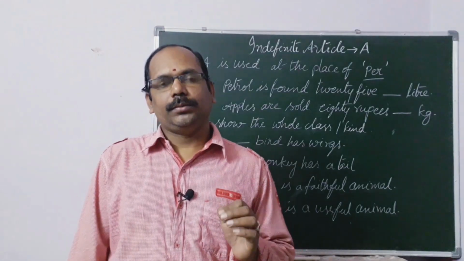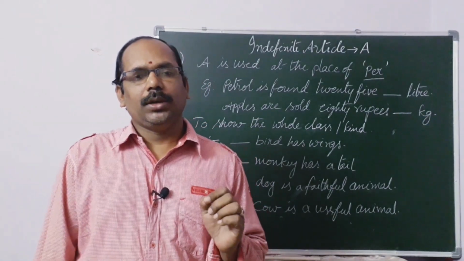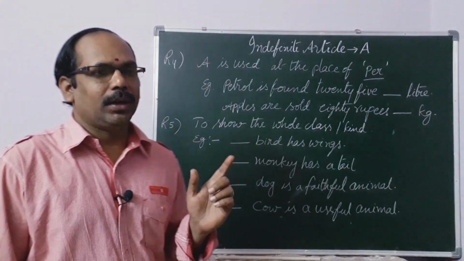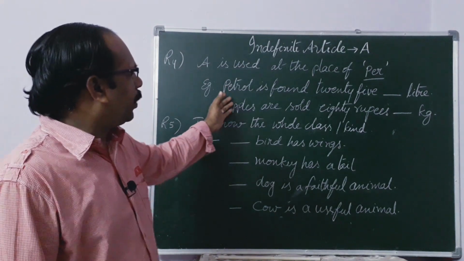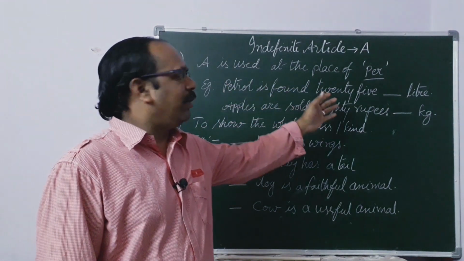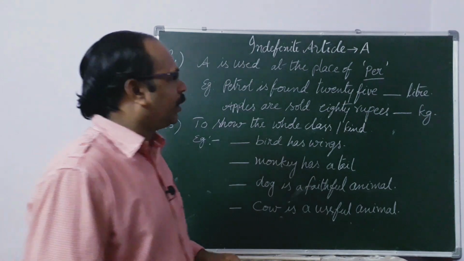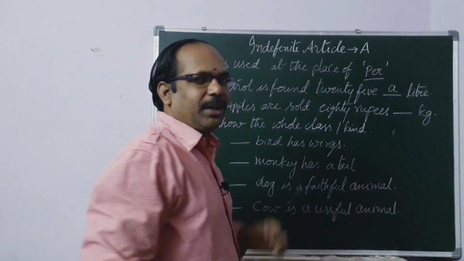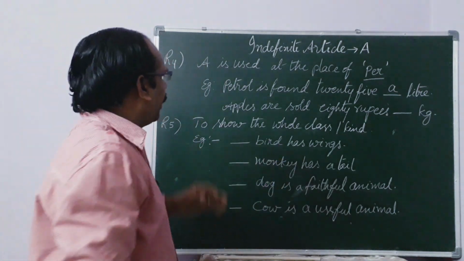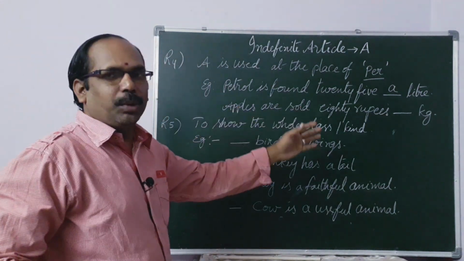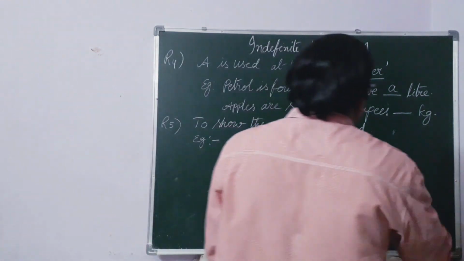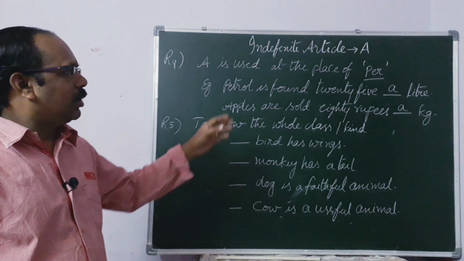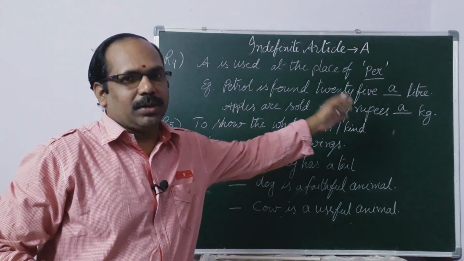Rule number 4. A is used in the place of per. Per means one. For example, petrol is found at 25 rupees a litre. Here we have to write a litre. It means per litre. Apples are sold at 80 rupees a kg. A kg means per kg.